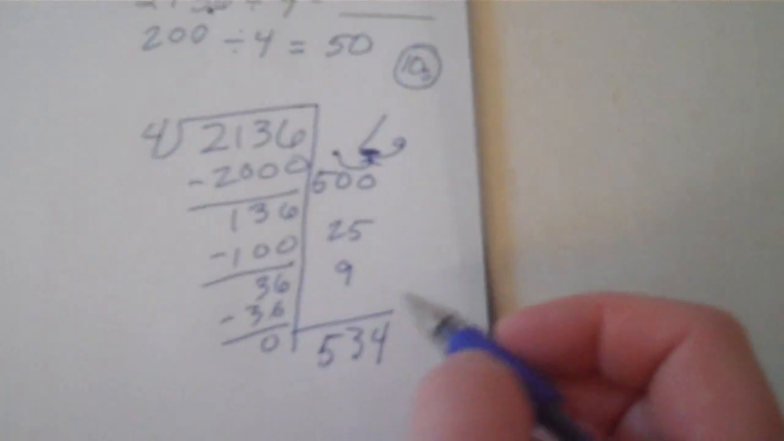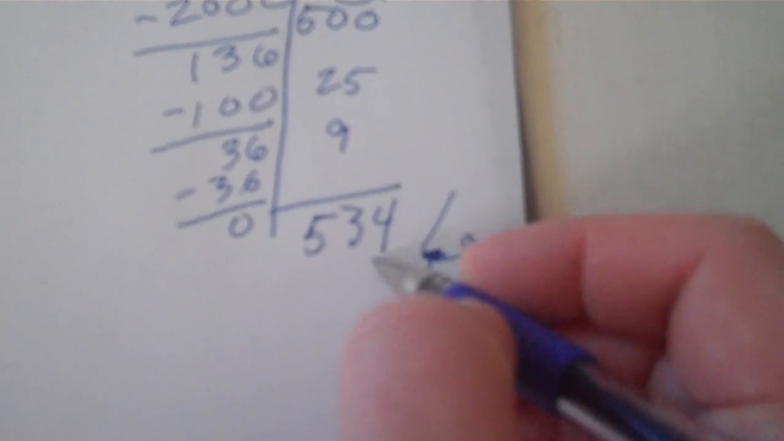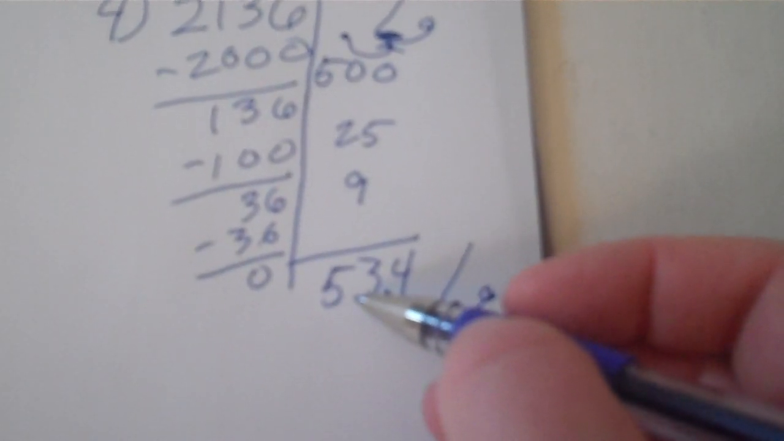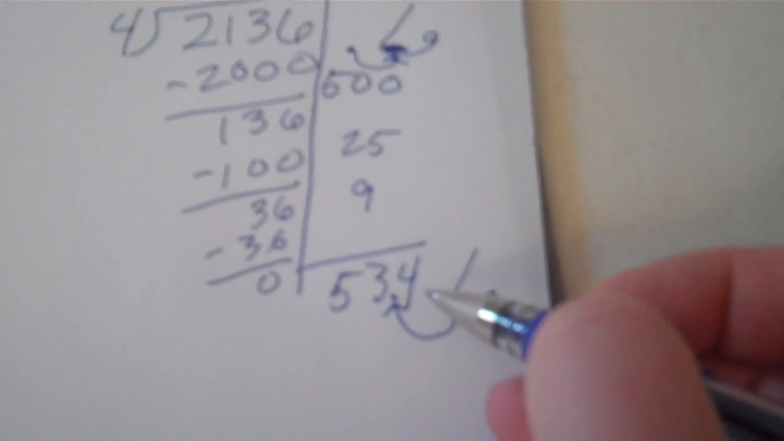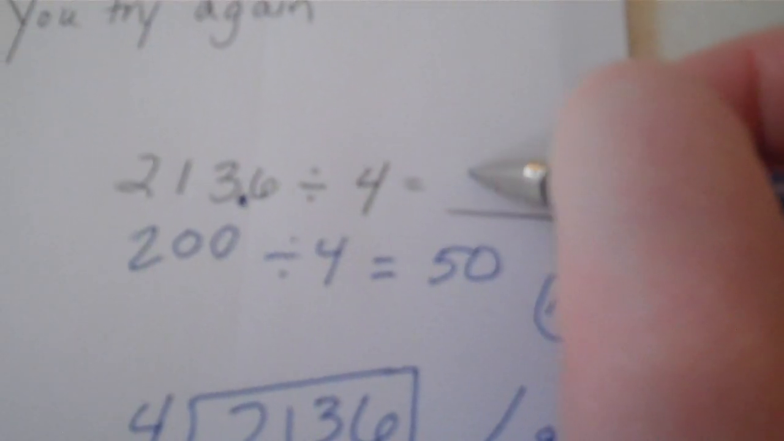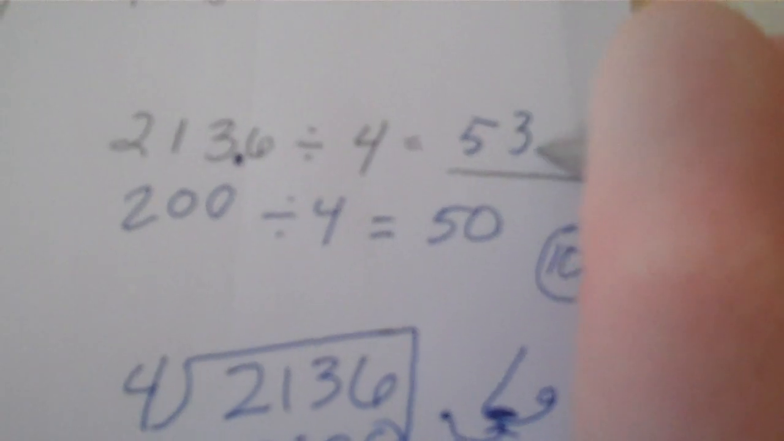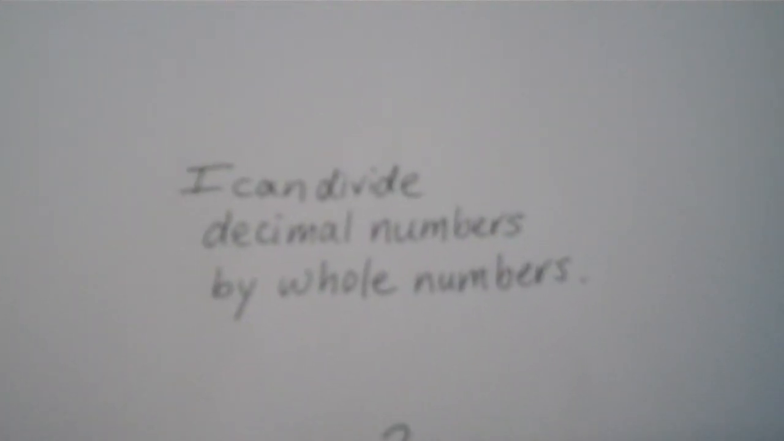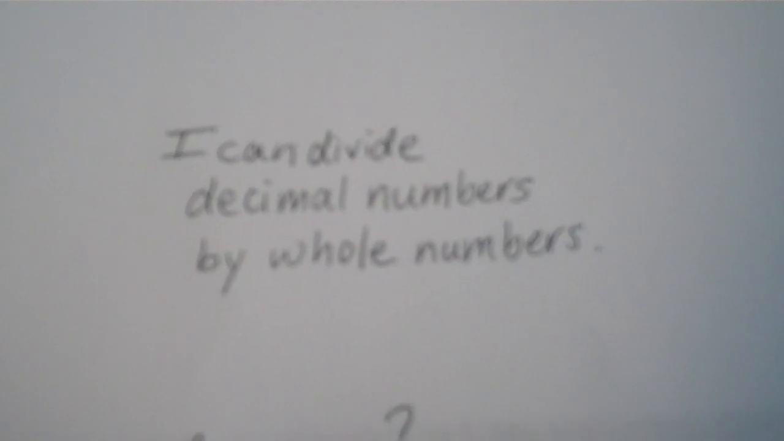But I need an answer in the tens place. So when I take that decimal out of my nose, it goes right there. That's where it makes my answer in the tens place. If I put my decimal here, I'd have 5 and 34/10. That's much too small. If I put it out here, I'd have 534, and that's much too big. So I need to put it right there, right in the right spot. 213.6 divided by 4 equals 53.4. Next steps. Complete the practice page and take the online quiz. I can divide decimal numbers by whole numbers. Can you?